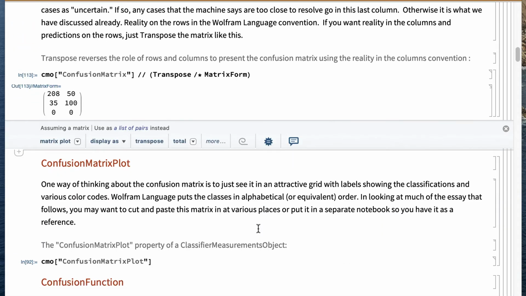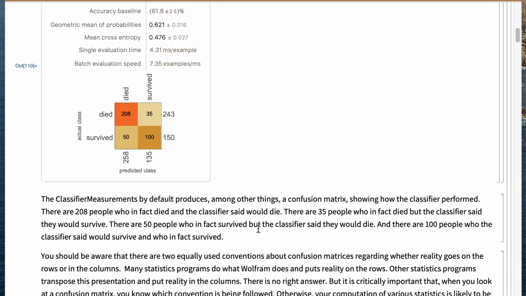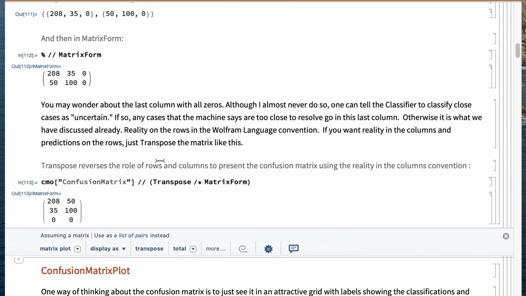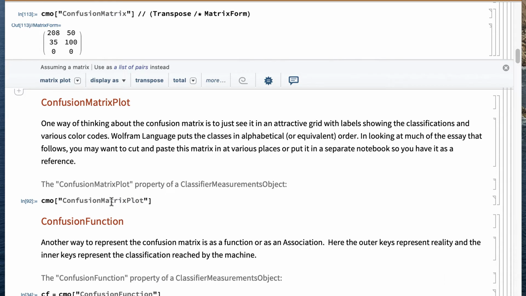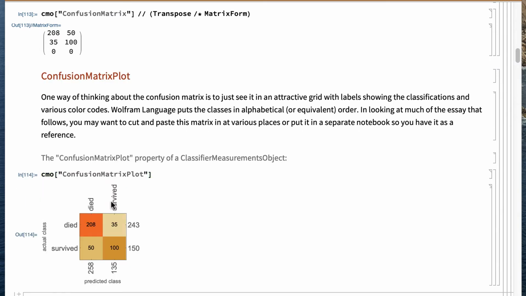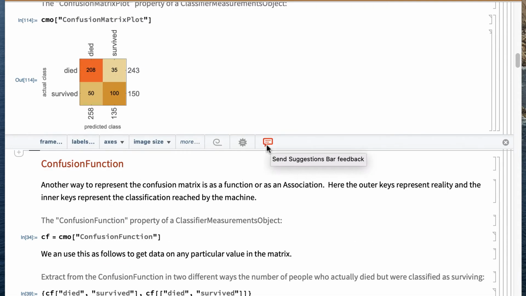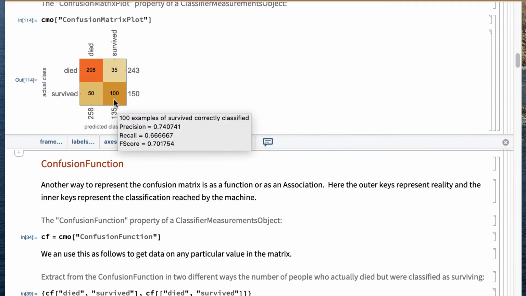Finally, you might want a prettier version, kind of like we saw up here, but bigger. And if you want that, you can just say confusion matrix plot. The virtue of confusion matrix plot is everything's nice and labeled. If you hover over things, you get tool tips that give you some information. So oftentimes a confusion matrix plot is a useful thing to have.